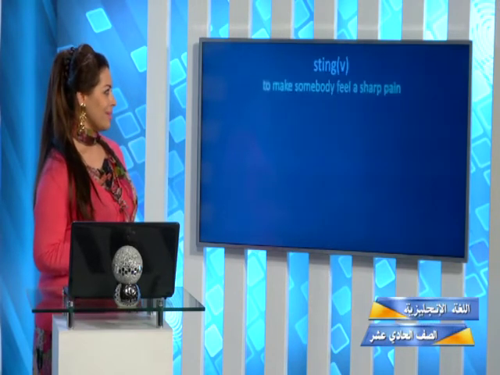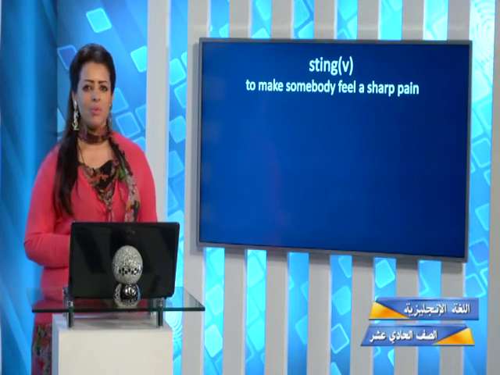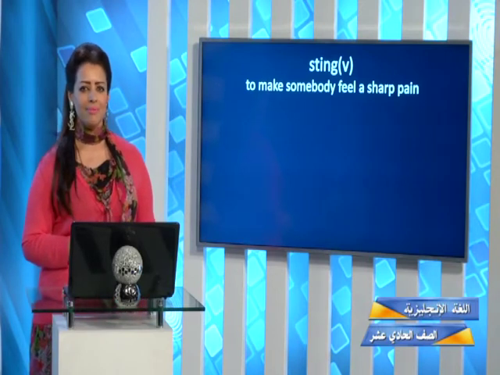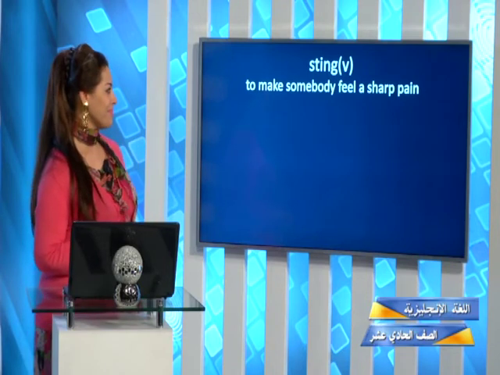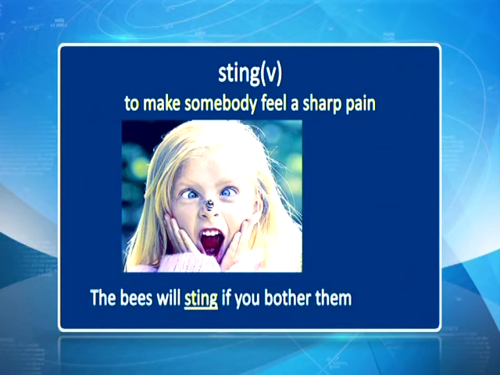Our next word is sting. What is sting? Sting here is a verb. To make somebody feel a sharp pain. What does the bee do? The bee, it stings a person. Look, exactly, this is what happened with this little girl. A bee, what? The bees will sting if you bother them.